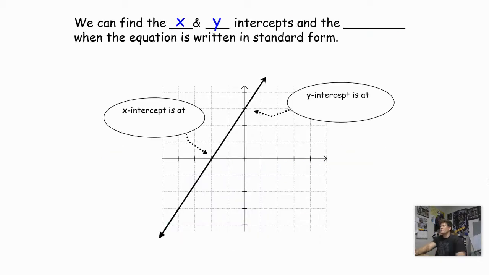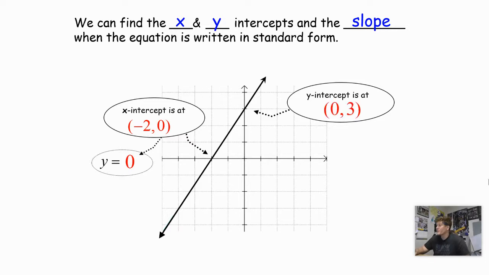We can find the x and the y intercepts and the slope when the equation is written in standard form. In this problem here, the x-intercept is at -2, 0. The x-intercept is when y equals 0. In this graph right here, the y-intercept is at 0, 3. The y-intercept is whenever x equals 0. So they kind of switch like that. They're kind of opposites. If I'm looking for the x-intercept, my y is 0. If I'm looking for the y-intercept, my x is 0. And then I can just solve away.